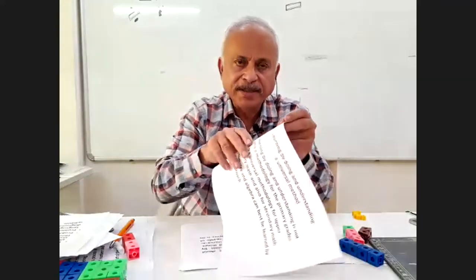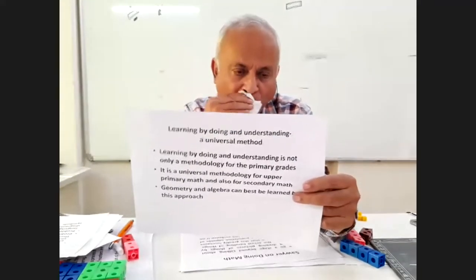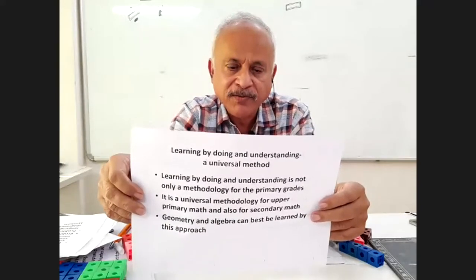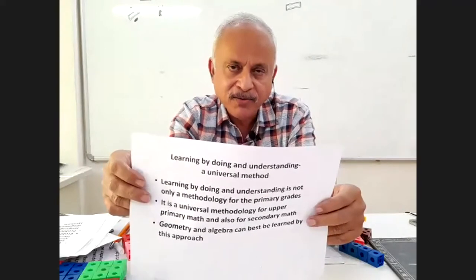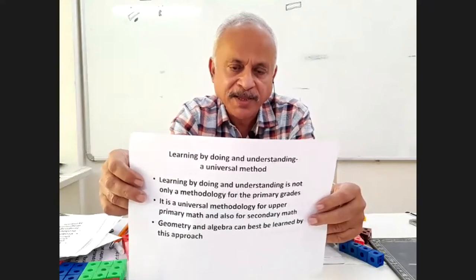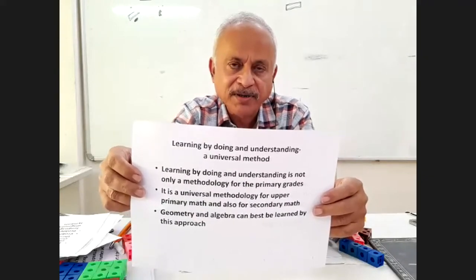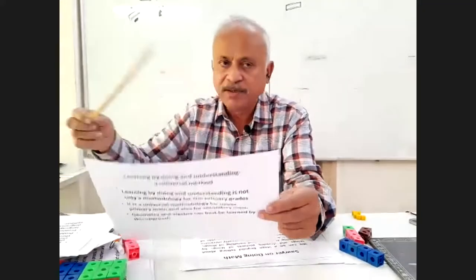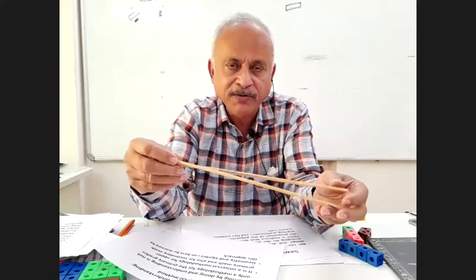And I may say that this approach, learning by doing and understanding, is not only a methodology for the primary grades, it is a universal methodology for upper primary math and also for secondary math. And I would go so far as to say that it is a methodology for even graduate and postgraduate mathematics. Learning by doing and understanding. Geometry and algebra can best be learned by this approach. The experiment kit also has these broomsticks, which are the best way to learn geometry.